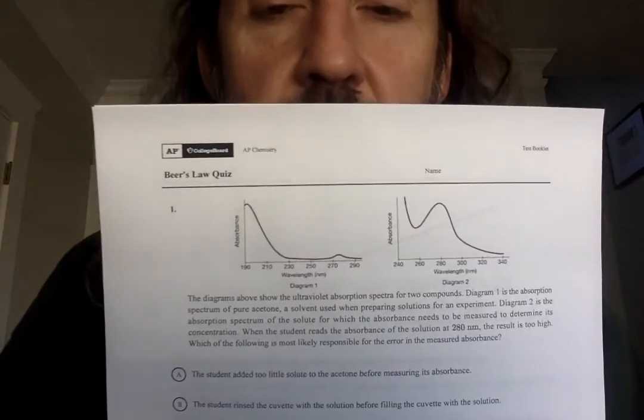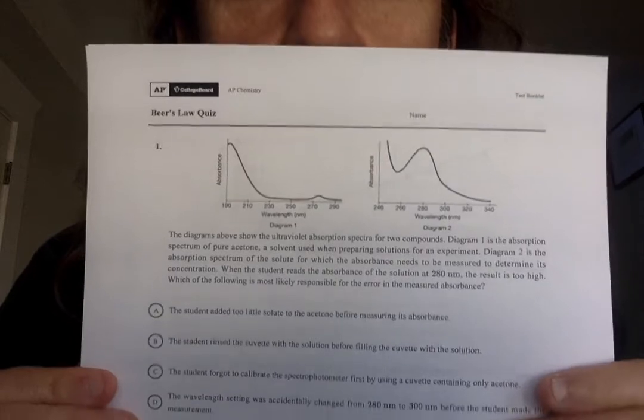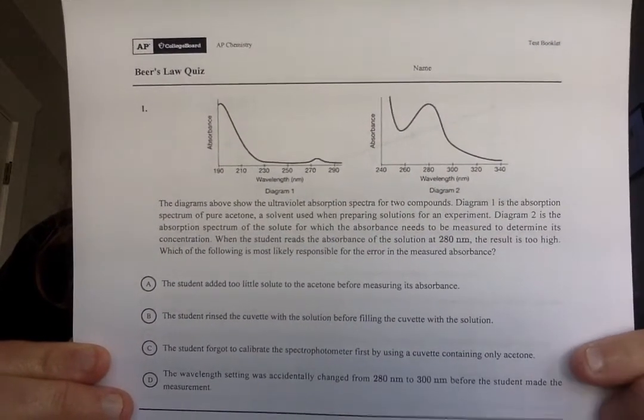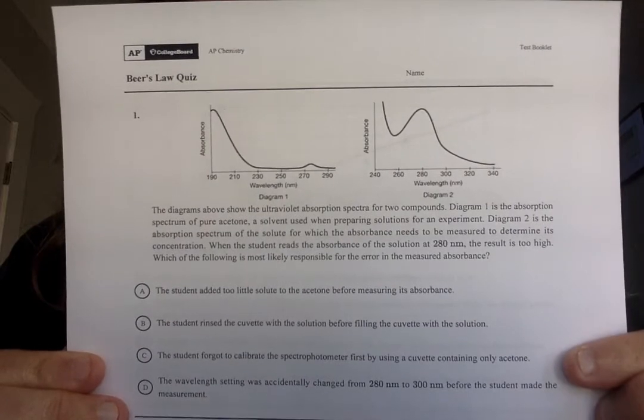But I found a couple of problems on Beer's Law, and hopefully you'll be able to read this. So what I want you to do right now is you can pause this and read it. Okay. So I'm going to read through the problem, and then I'm going to read through the choices. The diagrams show the ultraviolet absorption spectrum for two compounds. There's the absorbance that we're talking about there.